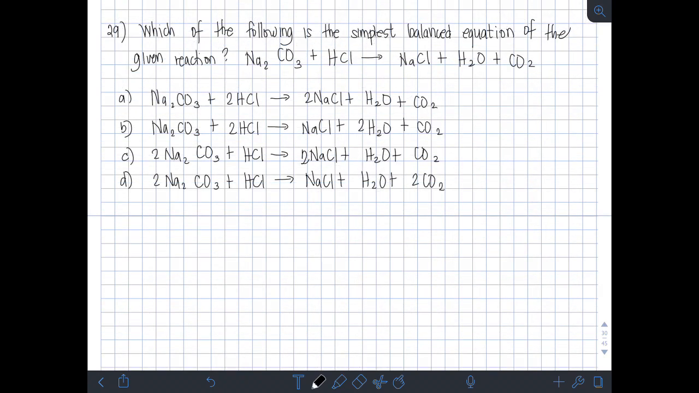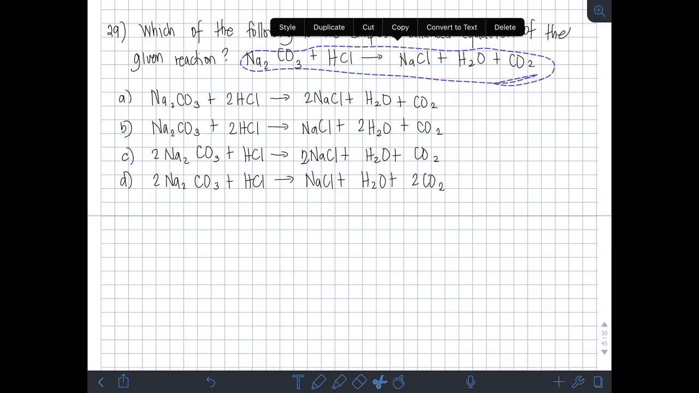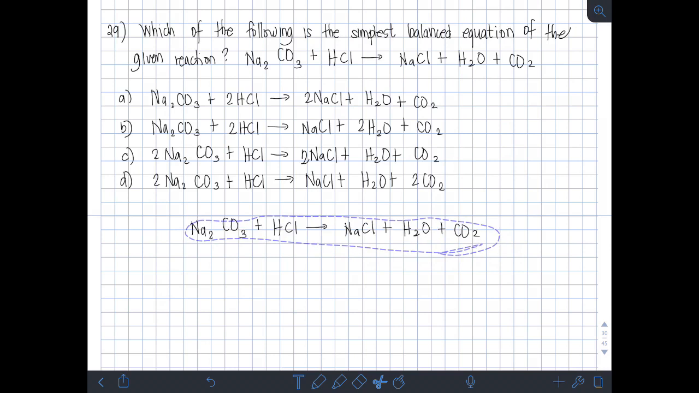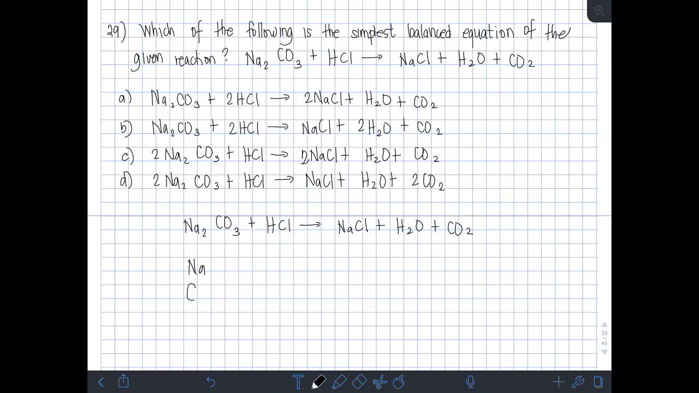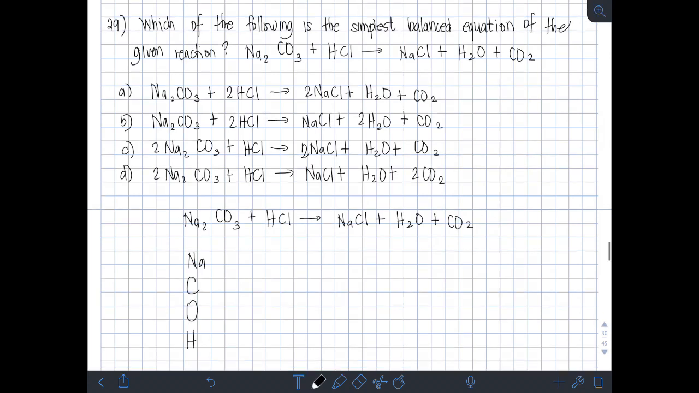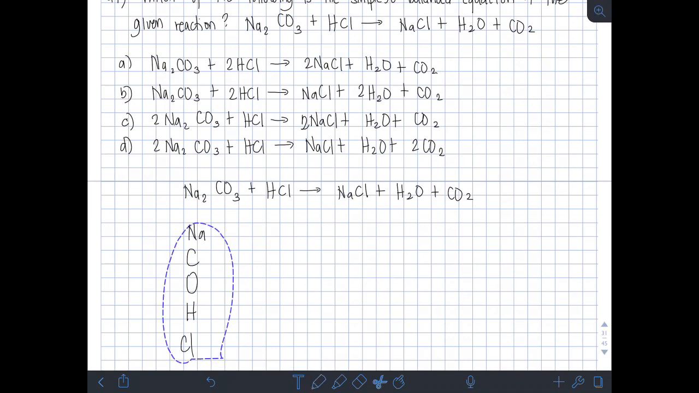Okay? Next, we have: which of the following is the simplest balanced equation of the given reaction? Okay, so meron tayong given reaction na to. Ibabalance daw natin. So, copy ko. So, pag sinabing ibabalance, dapat yung lahat ng elements na involved sa left at right side ng chemical equation is dapat pareho sila ng number ng atoms bawat element. So, list natin. So, meron tayong sodium, meron tayong carbon, oxygen, hydrogen, tsaka chlorine.